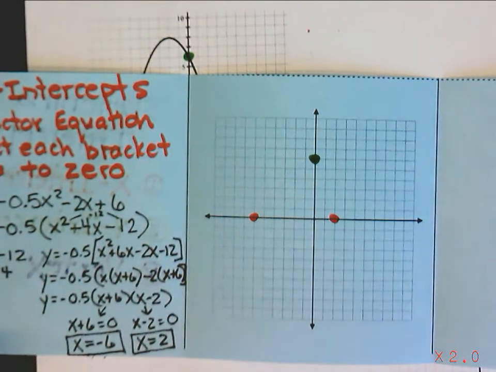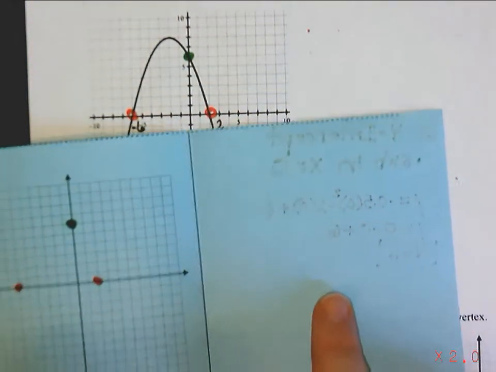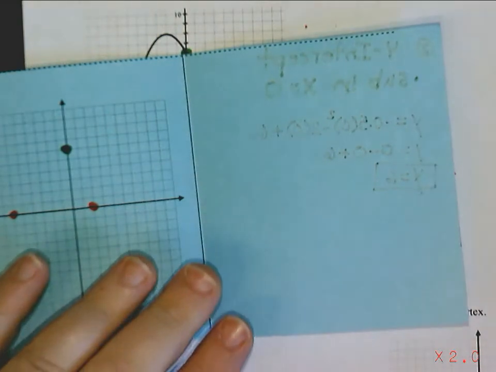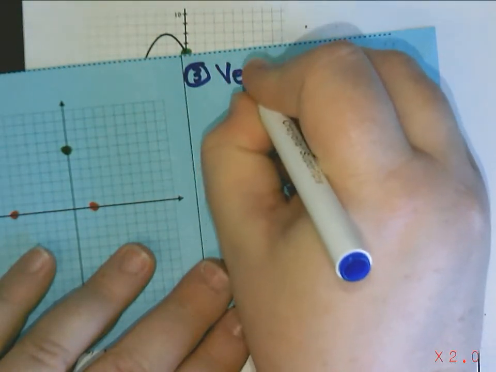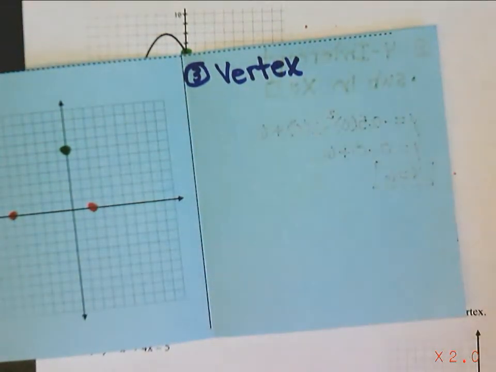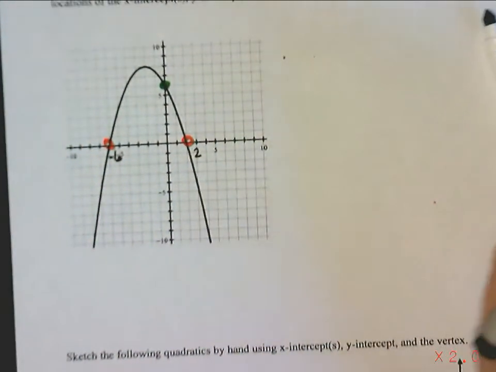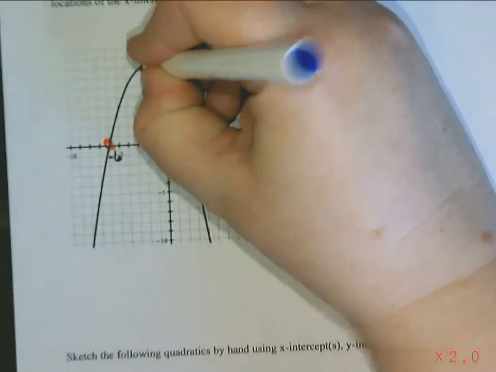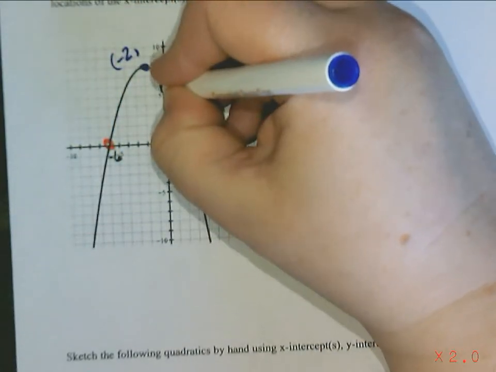And then the last thing we need to do is figure out the vertex. And that's going to go on the inside panel right here. And that's step 3. That's our vertex. So finding the vertex can be a little tricky. We're going to start by looking at the graph. The vertex on this graph is the highest point on the graph right here at negative 2 and 8.